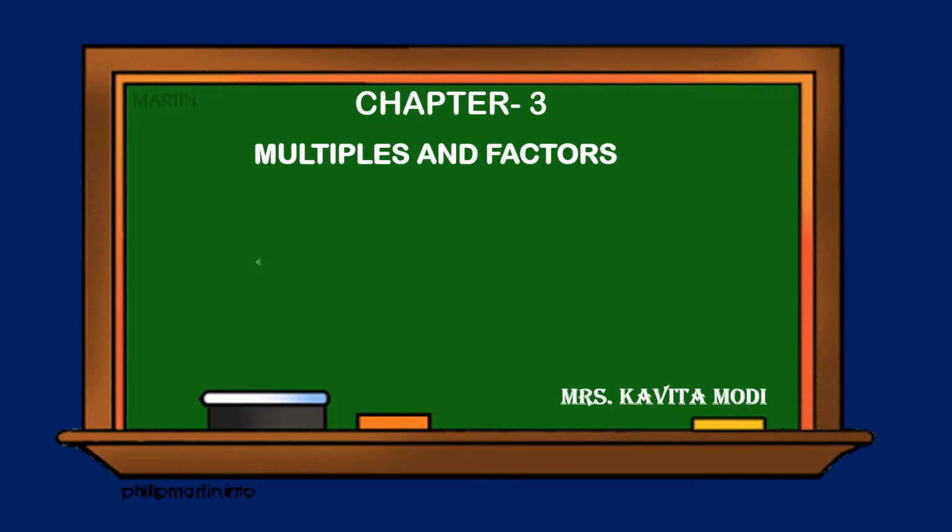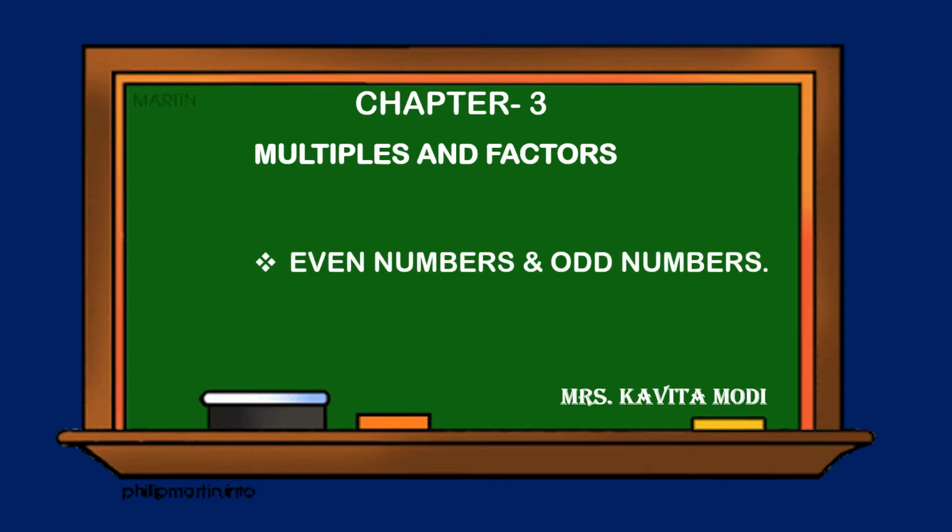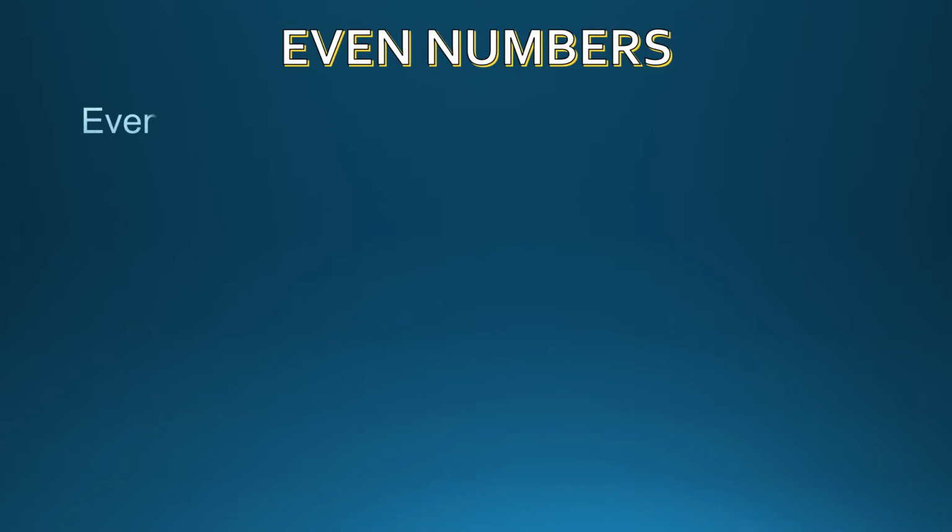Today we are going to continue chapter 3, multiples and factors. In this chapter our topic is even numbers and odd numbers. Let's start with even numbers.